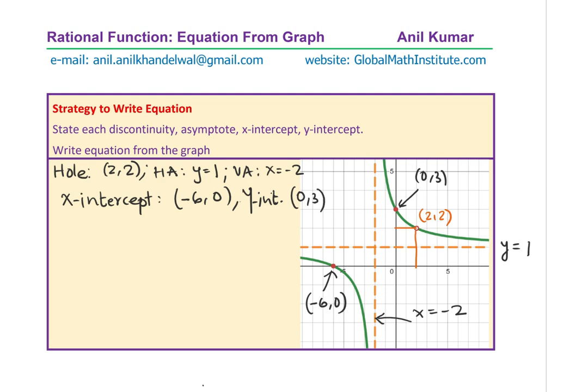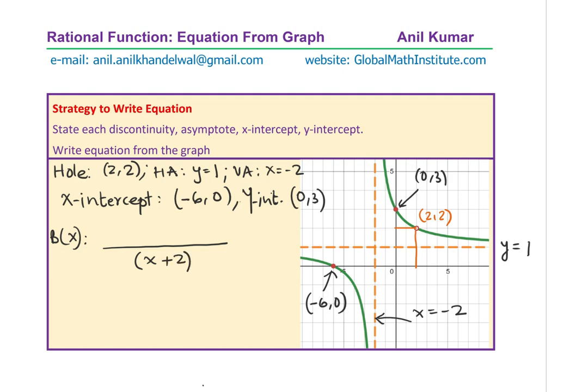Perfect. So that is the information which we have gathered from the graph. Now let's write down this function. Let's call this b. Now since we have a vertical asymptote at x equals minus 2, there will be a factor in the denominator which will make that 0 at minus 2. So the factor has to be x plus 2.